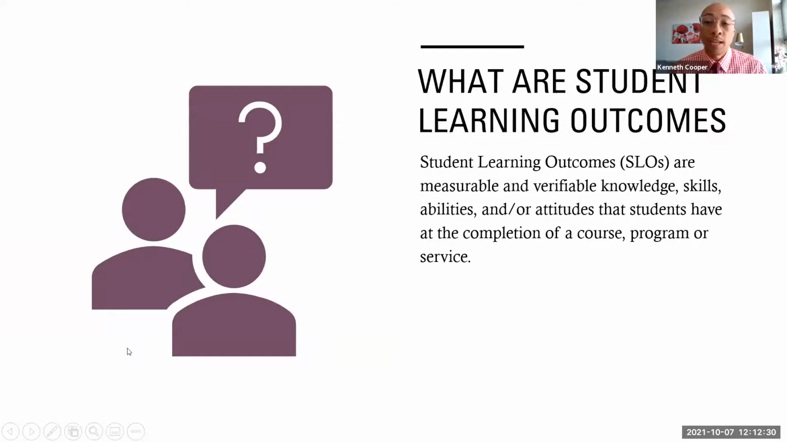So what are student learning outcomes, right? Student learning outcomes are measurable and verifiable knowledge, skills, abilities, and/or attitudes that students have at the completion of a course, program, or service. Now, since we went over what student learning outcomes are, does anybody on the call right now have any student learning outcomes they would like to share with us? I say that because I would like to integrate this into the piece moving forward.